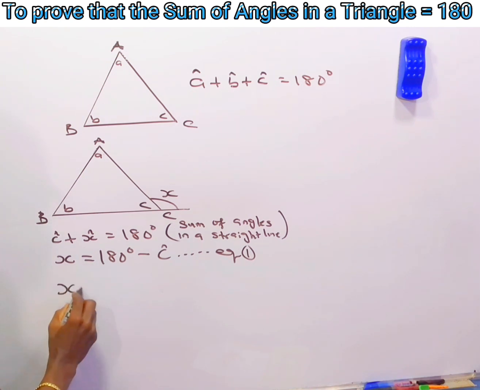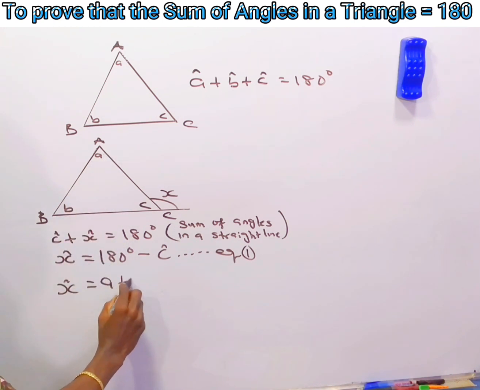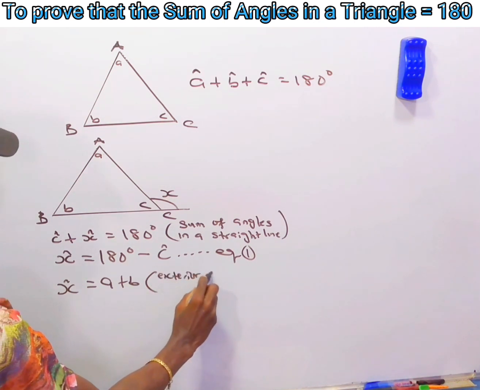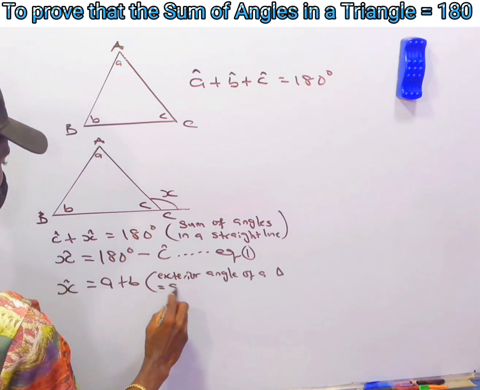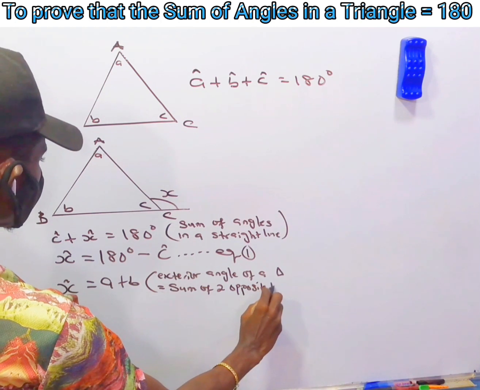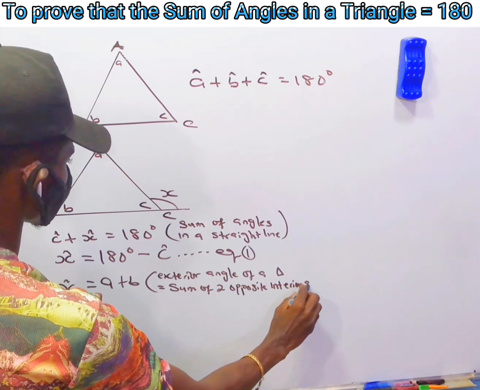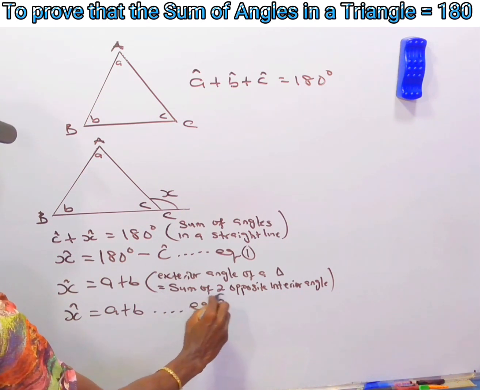Also, angle X is equal to A plus B. Reason: exterior angle of a triangle equals sum of two opposite interior angles. Therefore, angle X is equal to A plus B. Let's call it equation 2.